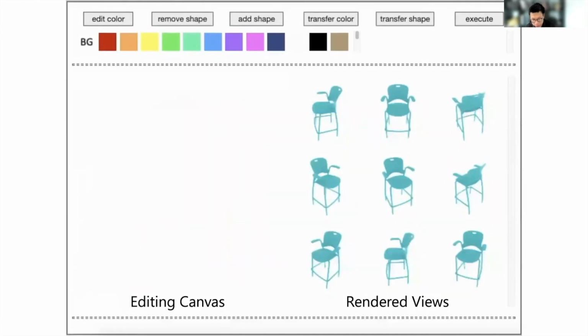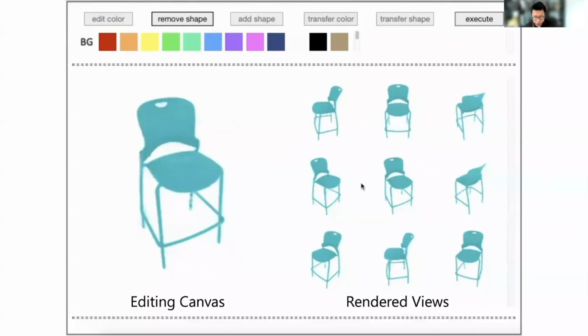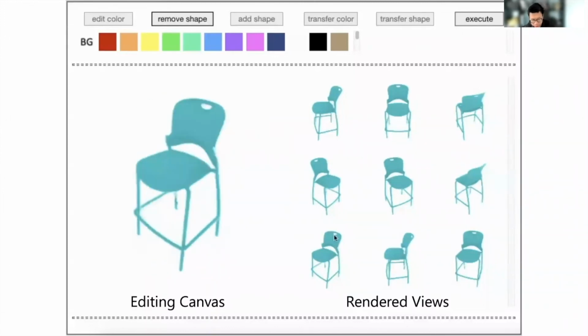The same idea here. You can choose a view, and then you can decide to remove parts of the objects using this shape brush. And then you can update the weights of the NeRF. And you can render it from different viewpoints. So the edit is viewpoint consistent.